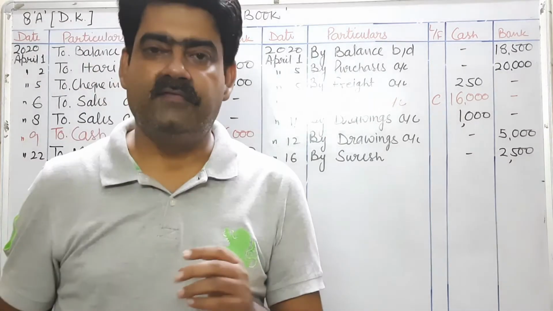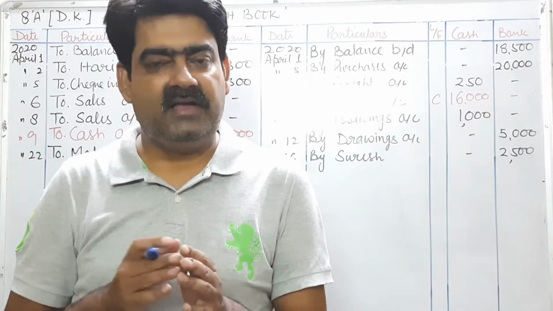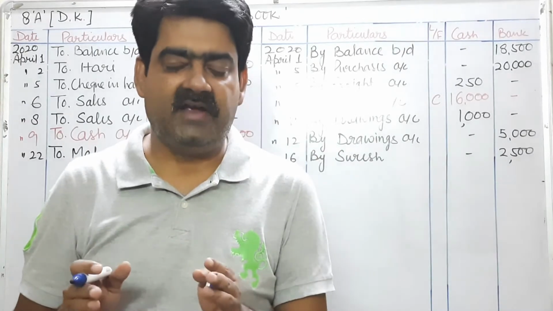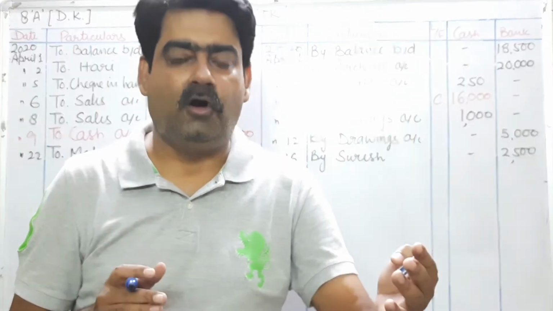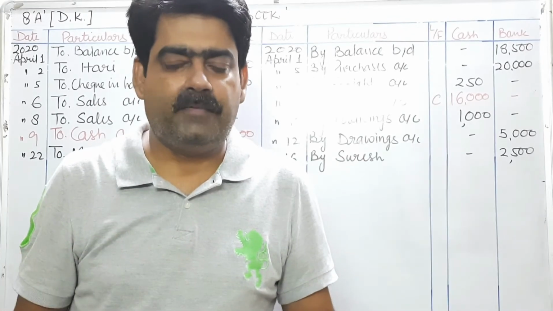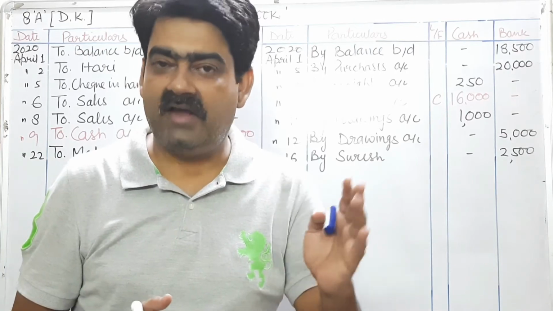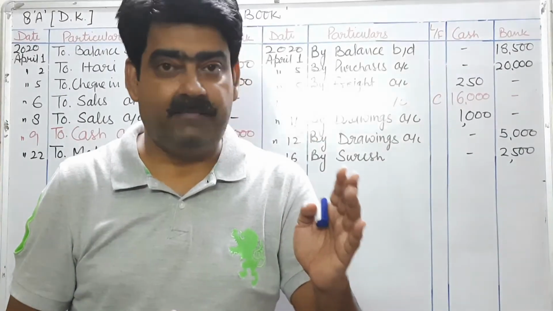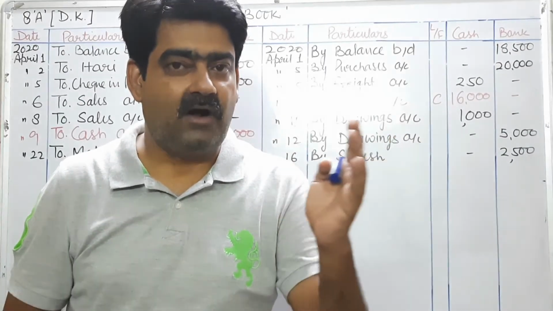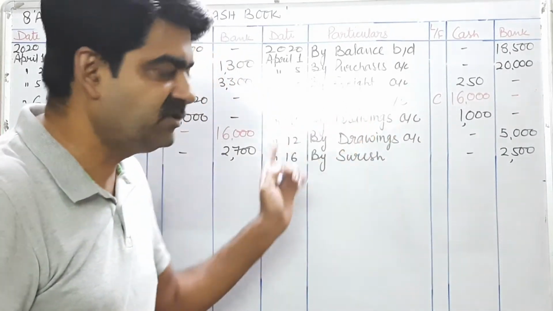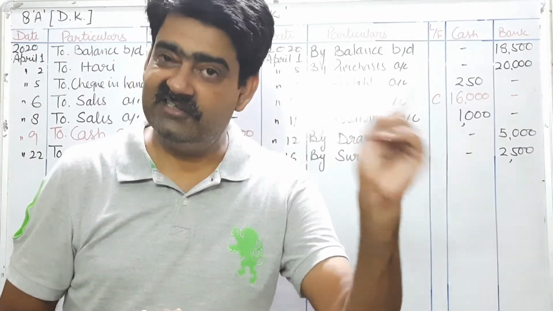So once again you can see we are receiving cash as well as check, but there is no information regarding whether we are depositing this particular check into our bank account or not. So that means we are not depositing this check into our bank. In this case our entry will be cash account debit, check in hand account debit to sales. In this journal entry, cash account debit to sales will be posted in cash book, and check in hand account debit to sales will be written in journal.